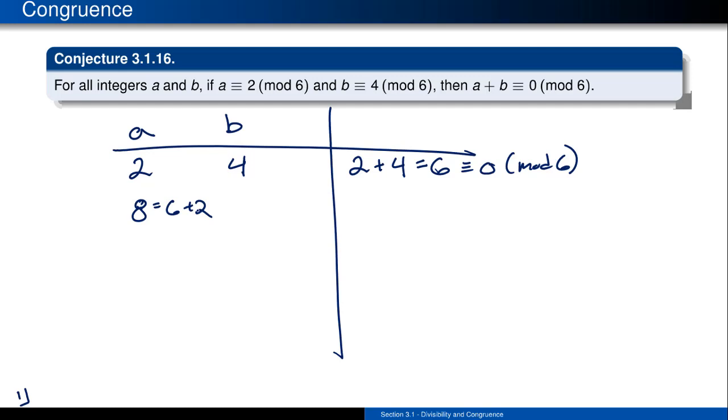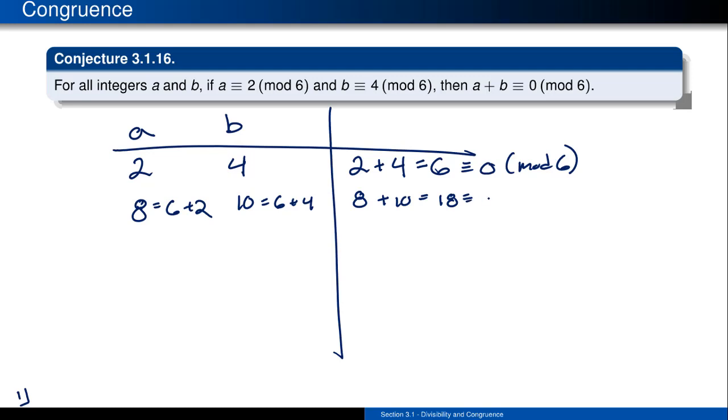And let's up the 4 by 6 as well. So 4 plus 6 is going to be a 10, so it's 6 plus 4. I have this nice number that is again congruent to 4 modulo 6. And if I compute the sum of these two things, 8 plus 10, this is going to kick out an 18. And 18 is divisible by 6, so I do in fact have that this is congruent to 0 mod 6 again.